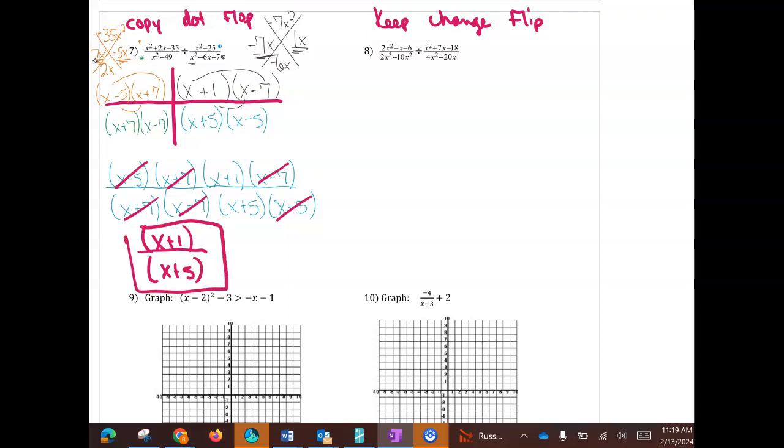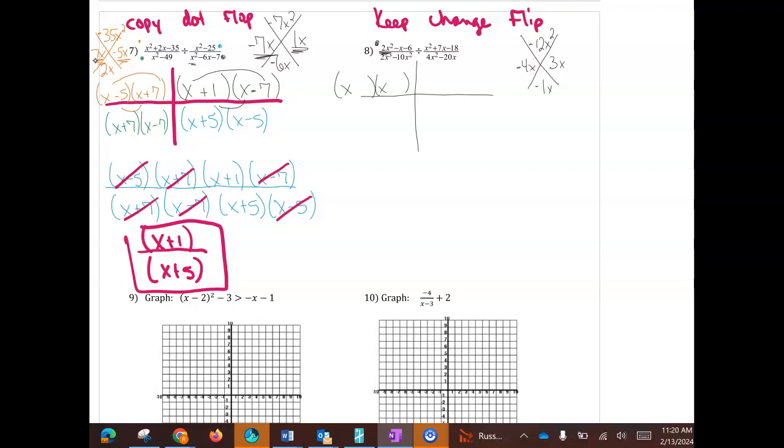All right, one more, and then we'll graph some review stuff. Same thing. Division, copy dot flop, keep, change, flip. Here goes my numerator. I'll need factors of negative 12 that make negative 1. That would be a negative 4 and positive 3. X and x will not work for this.